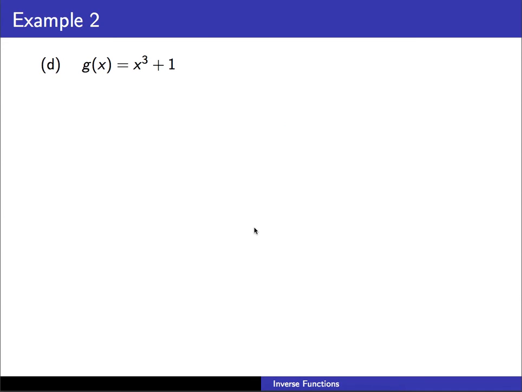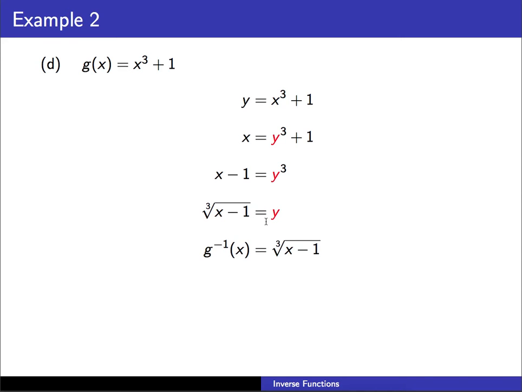Part D, g of x equals x cubed plus 1. So we'll make it y equals x cubed plus 1. And switch the x and the y, so we get x equals y cubed plus 1. So get rid of this addition of 1 here by subtracting it from both sides. You get x minus 1 equals y cubed. And then to get y by itself, if it's being cubed, our inverse operation for cubing is cube rooting. So if we take the cube root of both sides, we get the cube root of x minus 1 equals y. So our inverse function, g inverse of x, equals the cube root of x minus 1.